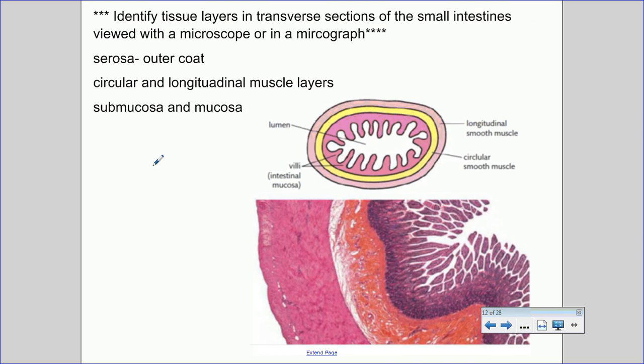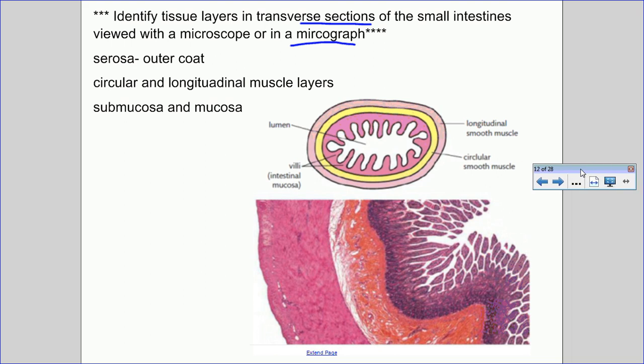One of the skills you'd be expected to do is to be able to identify tissue layers in transverse sections of the small intestine, viewed with a microscope or in a micrograph. So you should be able to identify the serosal layer, the circular and the longitudinal muscle layers, and the submucosa and mucosa. So we'll go through a few pictures where you'd be able to identify these various layers.